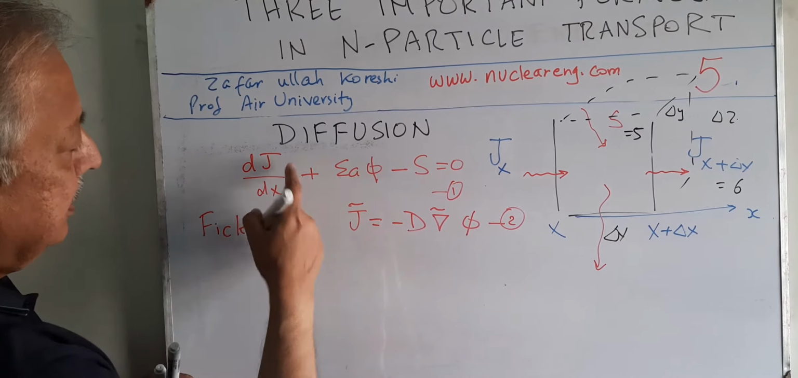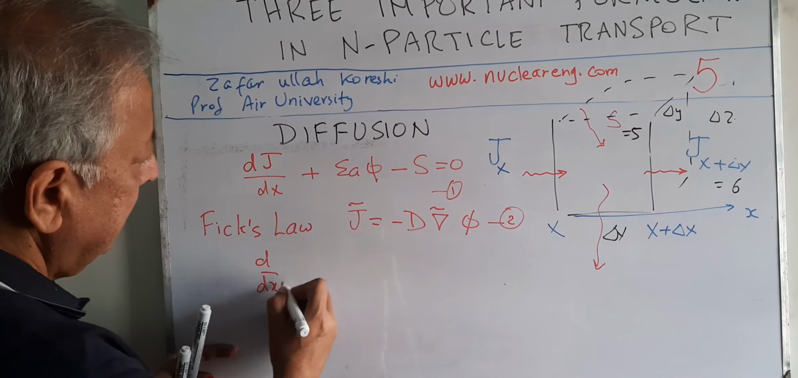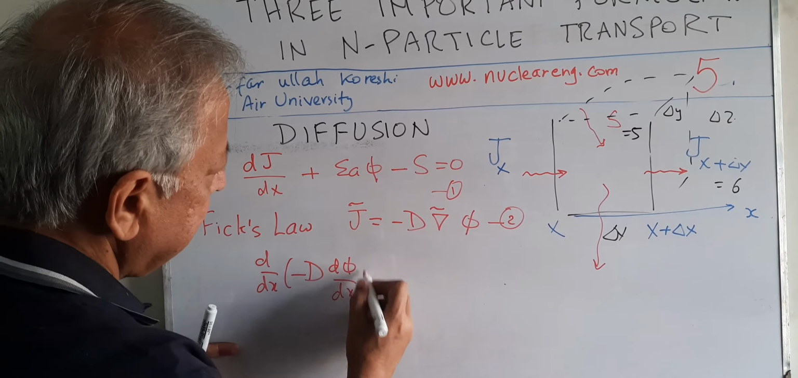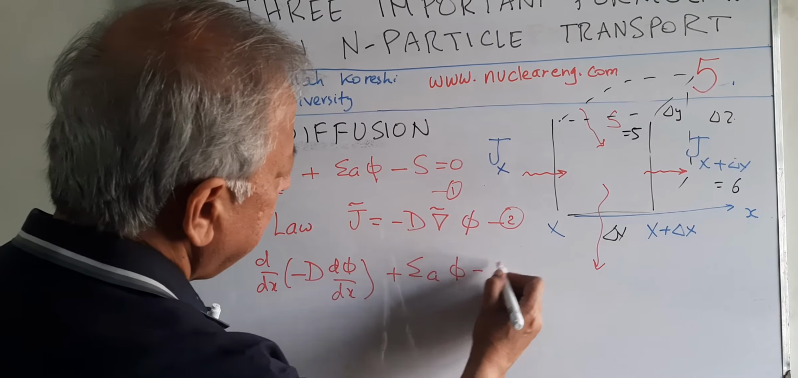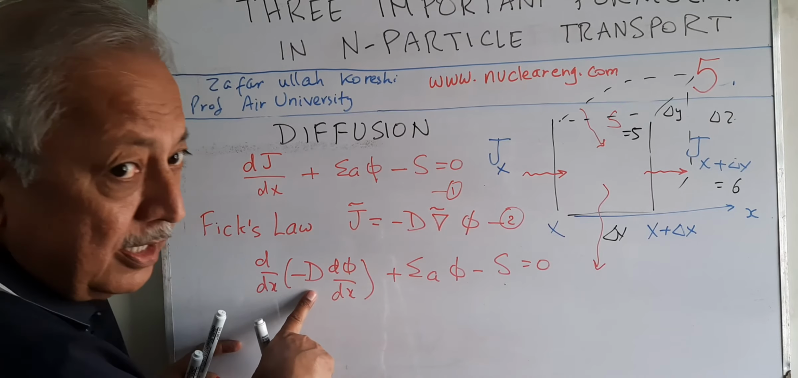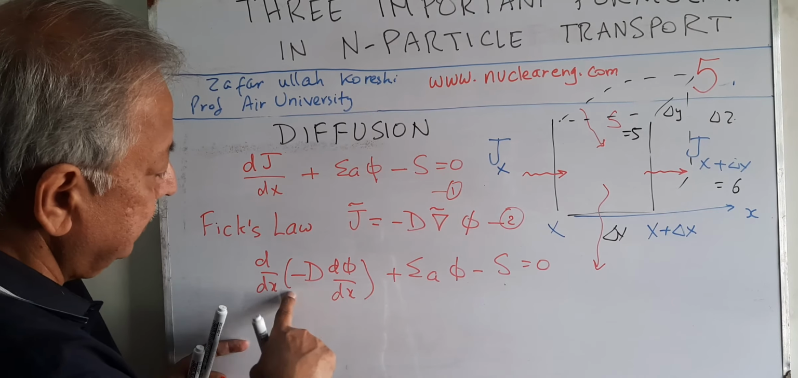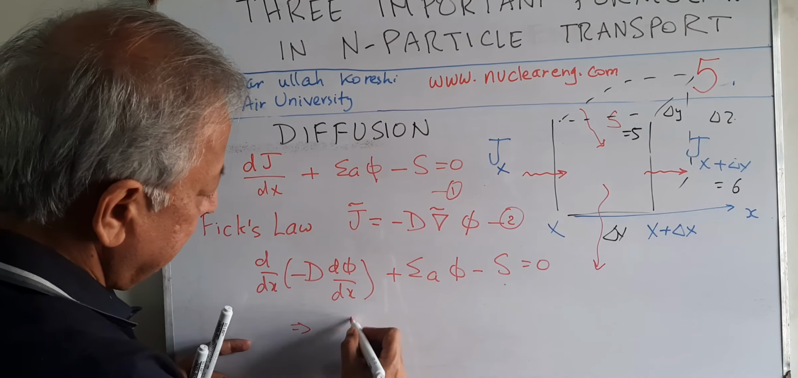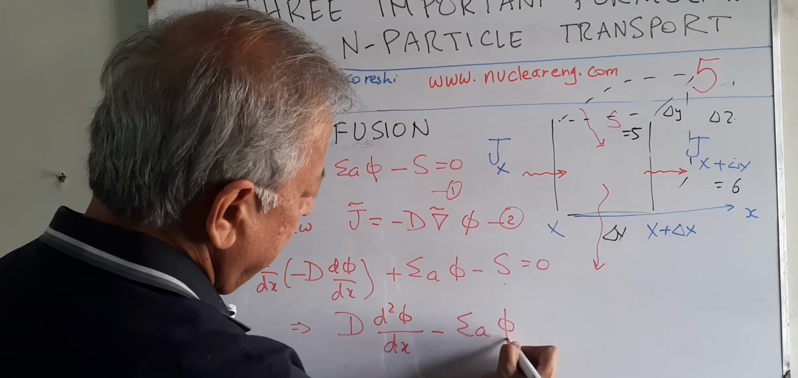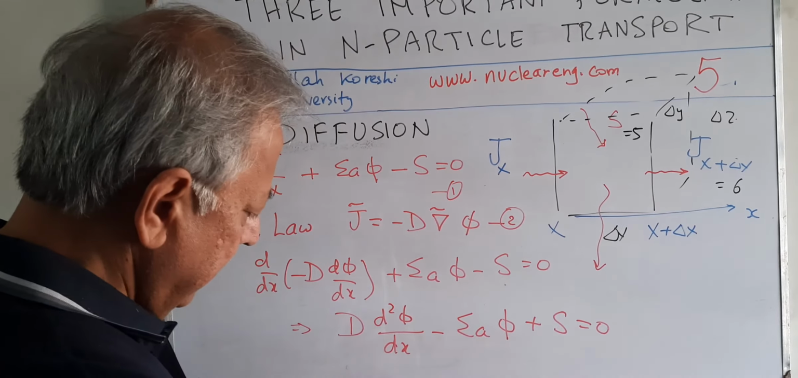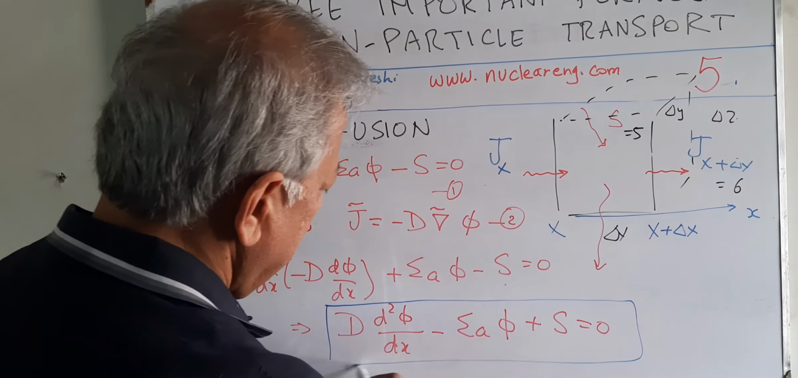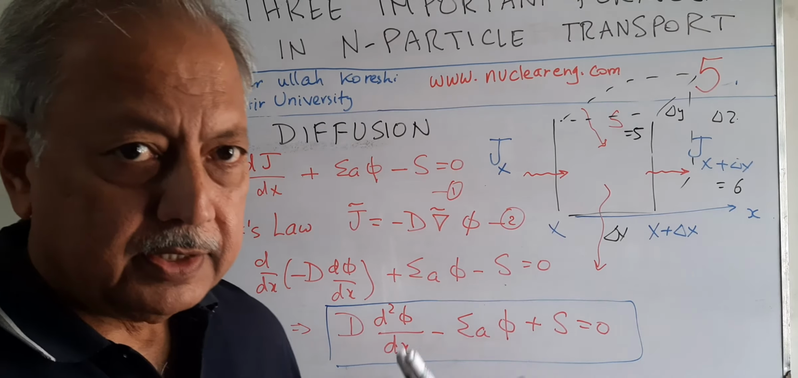Now let me put this in here, and what do I get? I get d by dx of minus D, and in this case it's slab geometry, d phi by dx, plus sigma a phi minus S is equal to 0. Let's assume that D is not a function of position. Then I can take it over there and say D d2 phi by dx squared minus sigma a phi plus S is equal to 0, and this is called our diffusion equation. So, the diffusion equation in its simplest form.